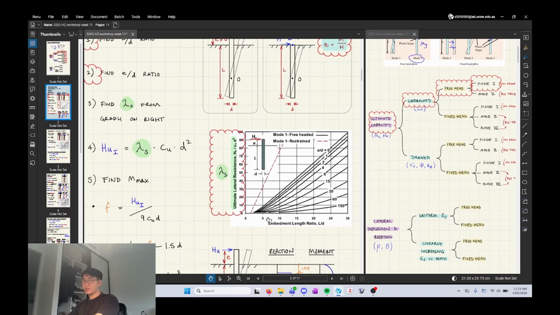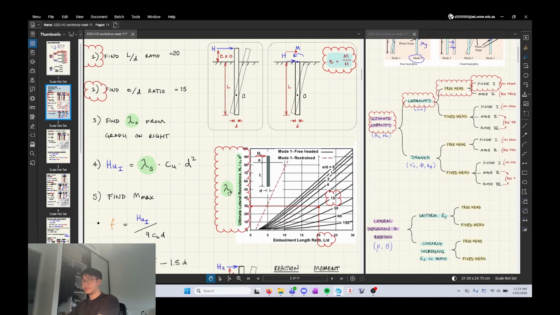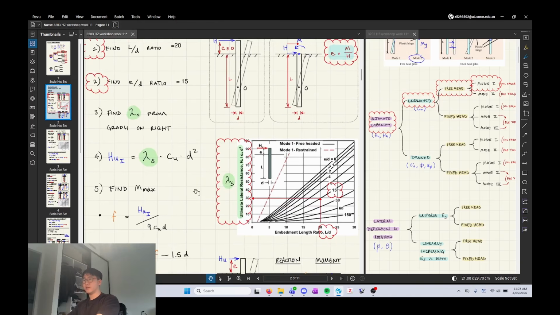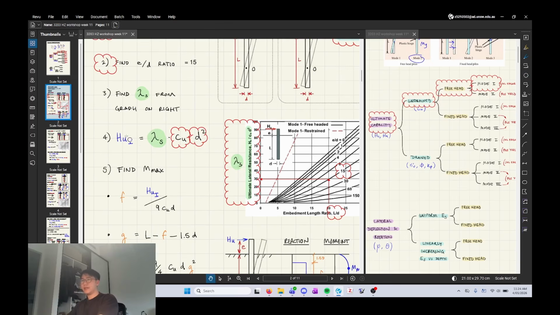So what you need to do is find the embedment ratio, the L to D ratio, and your E to D ratio. Let's just say the one you worked out was 15, and let's say you worked out this one as, I don't know, 20. What you would do is go from 20 up to the 15 line and across to find lambda s, and in this case it would be like 30. So that value would be 30. You plug in your c_u, which you know from the question. You plug in the diameter of the pile, squared, and that will give you your horizontal ultimate force.